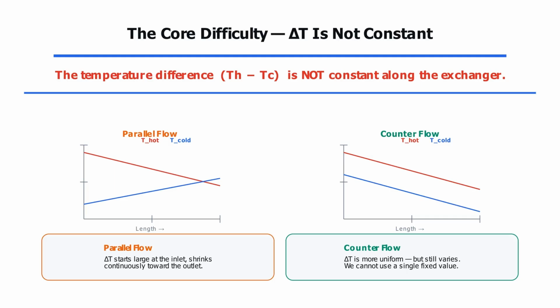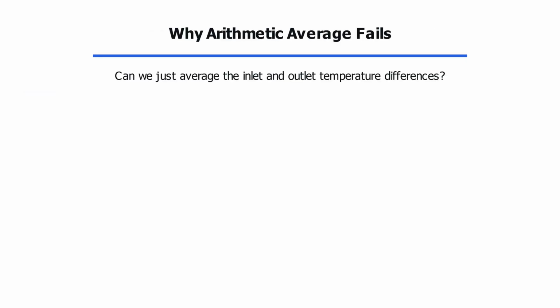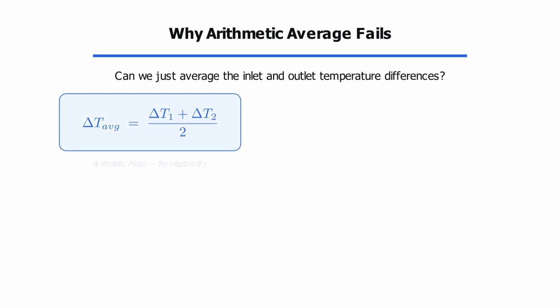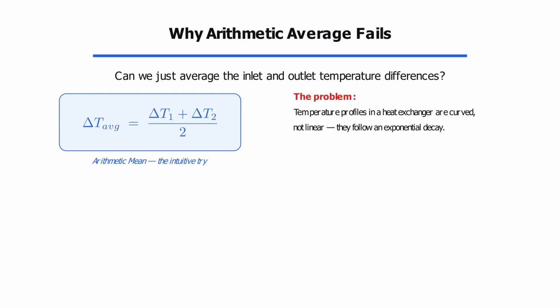So what temperature difference do we use in the overall heat transfer equation? Can we just average the inlet and outlet temperature differences? Try it. Take the arithmetic mean of delta T1 and delta T2. The problem is that arithmetic averaging overestimates the true average driving force.